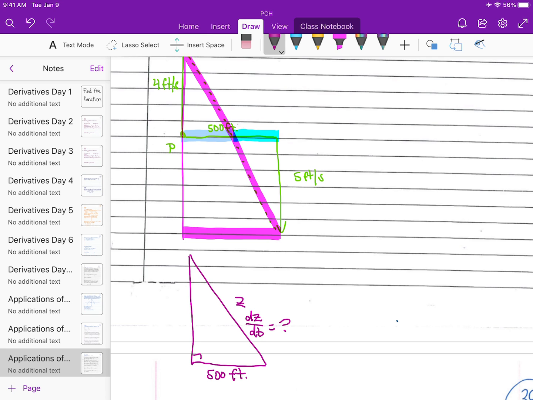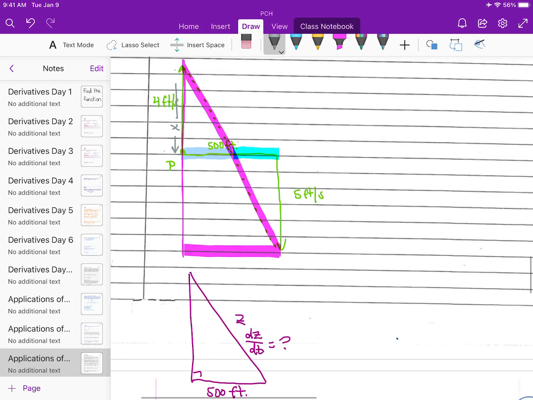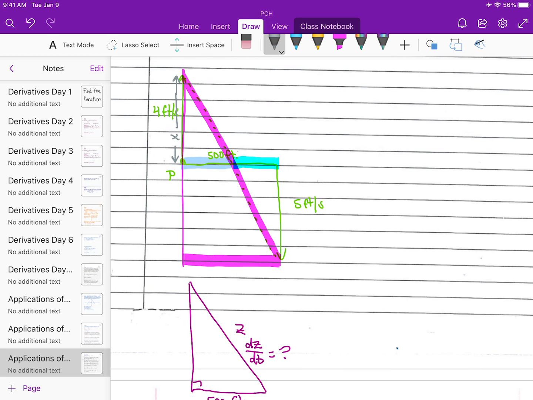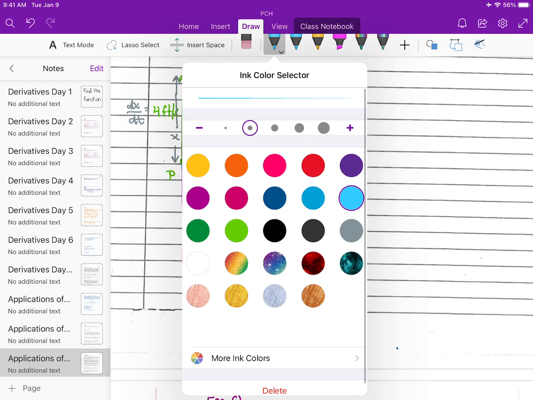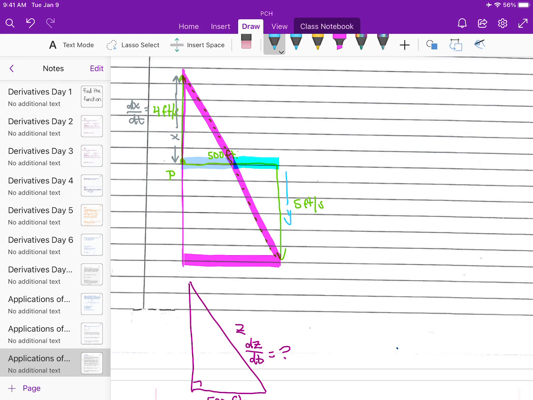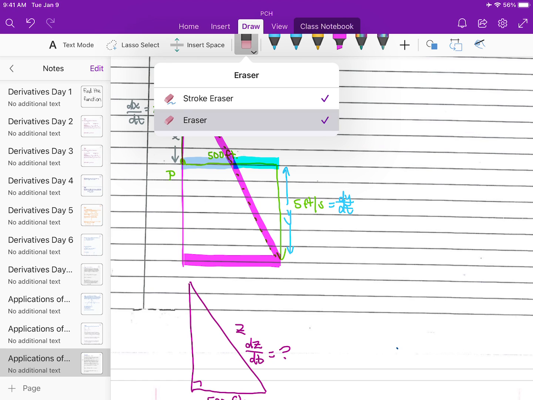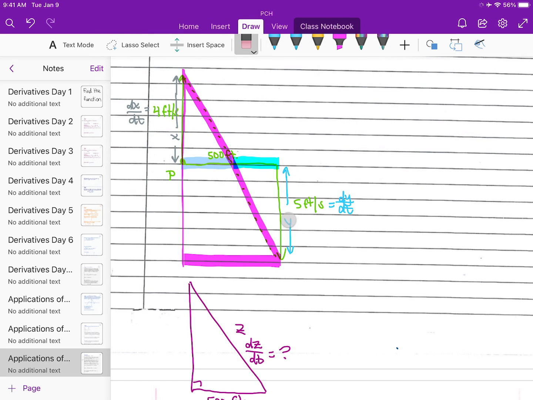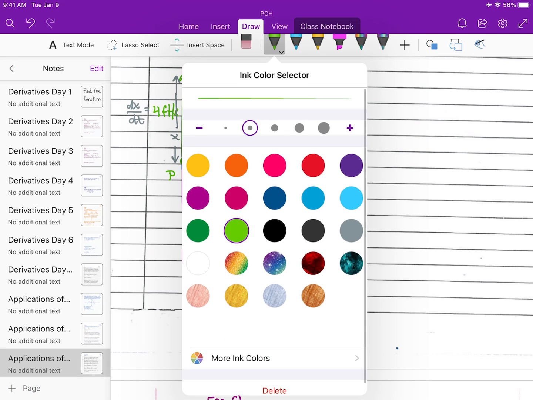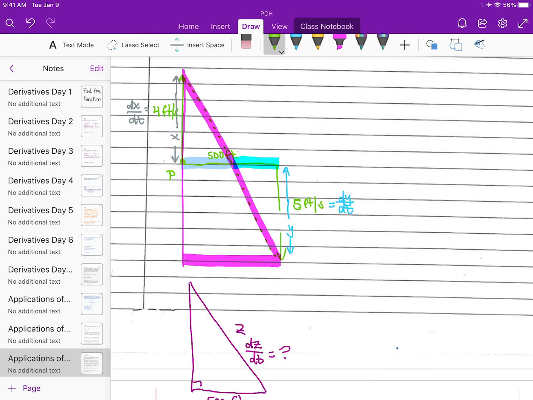Okay? So I'm going to call, let me use some different colors here. I'm going to call this length from here to here x. So then this is the rate of change of x. And then I'm going to call this length y. So then this is the rate of change of y. Okay? I don't like the way that looks. Hold on. I don't want it to look like that y is attached to the 5. The length is y. The rate is dy/dt.